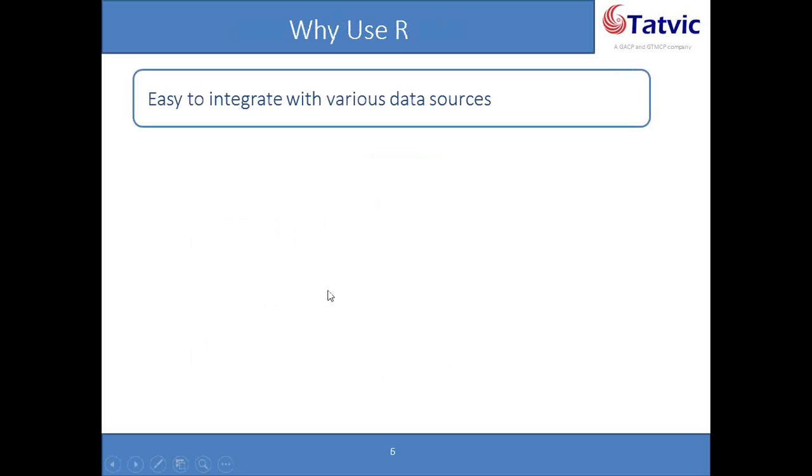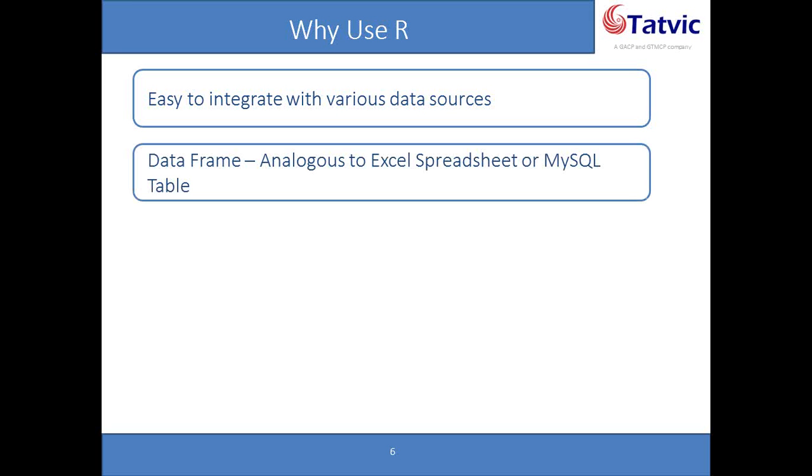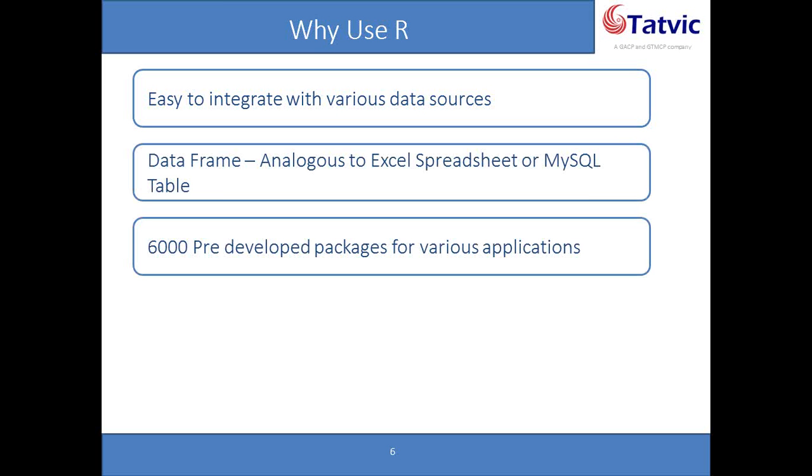So, why do we think we should try and use R for the data analytics work that we do? If you see, R is very easy to integrate with various data sources. Because of the open source nature of R, there are a lot of people who have built different libraries which you can use. There are about 6,000 pre-developed packages for various applications. So you have packages like R Google Analytics, which some of our team members have developed. You have a package of R Google AdWords, where you can extract data from Google AdWords into R. So it's very versatile in that nature.